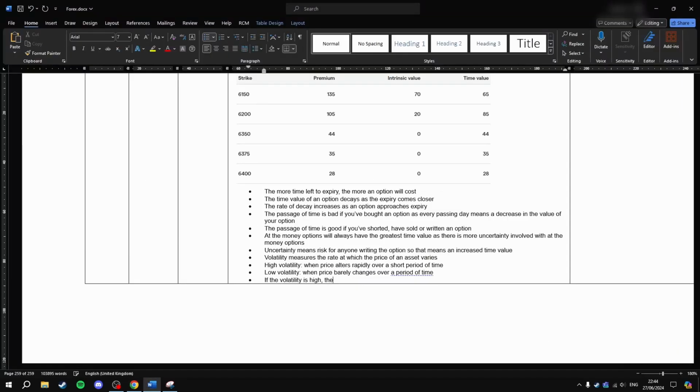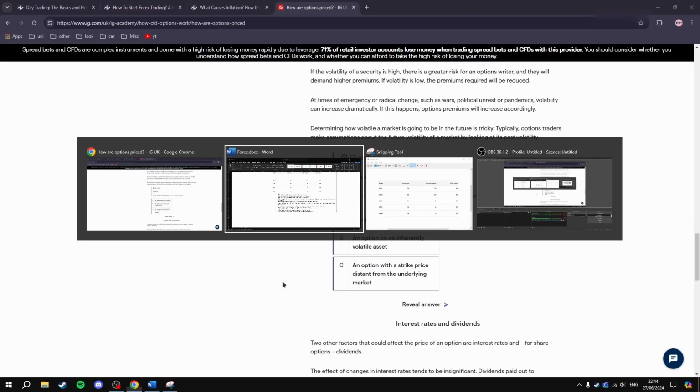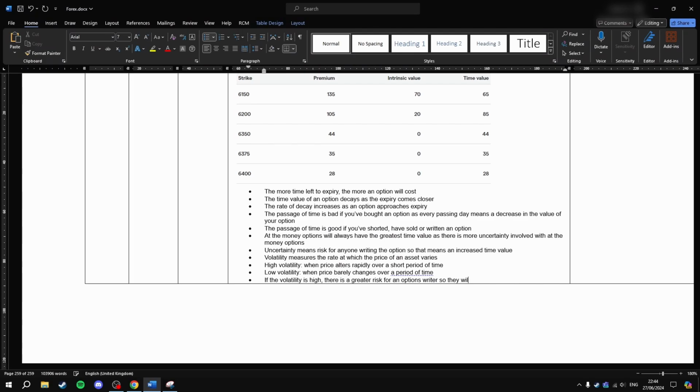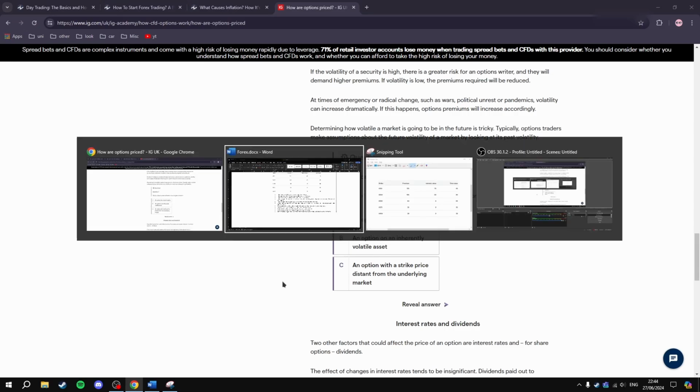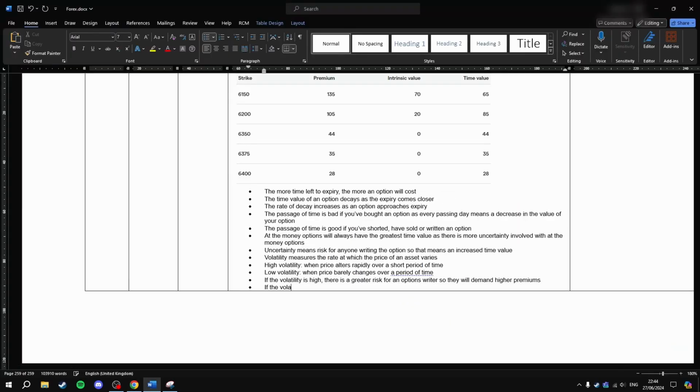If the volatility is high, there is a greater risk for an options writer, so they will demand higher premiums. If the volatility is low, there is less risk for an options writer, so they will demand lower premiums.